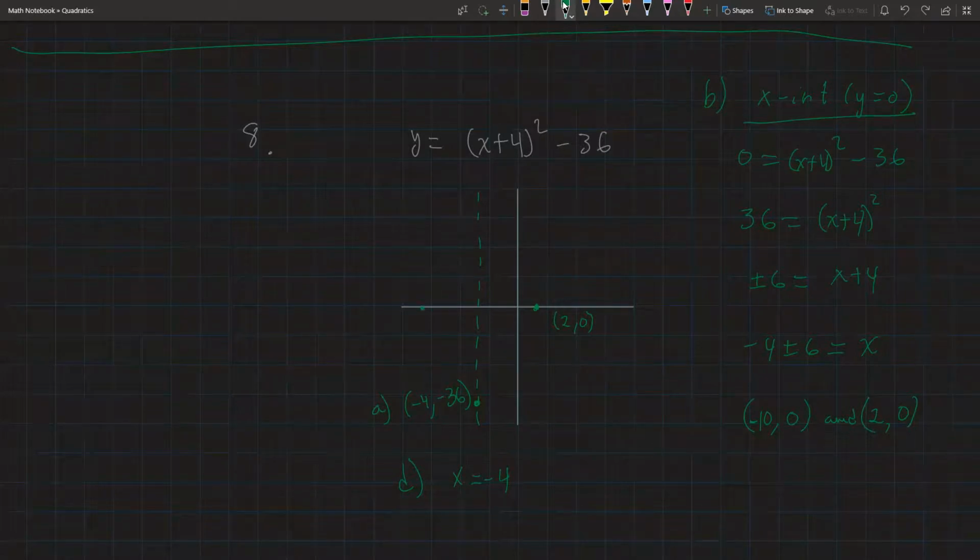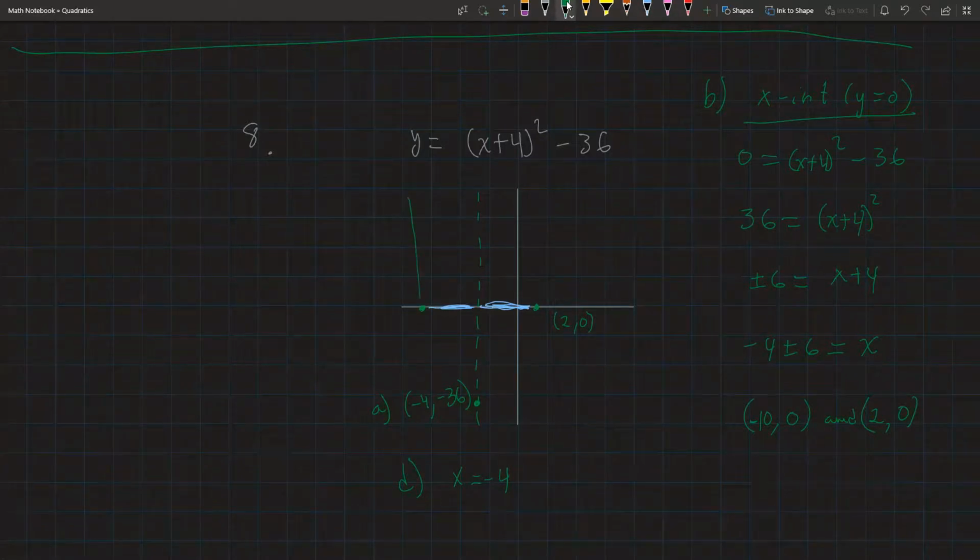I think it's somewhere right there. All right. So what I'm aiming for, so you can visualize it, is that this distance right here is the same as this distance right here. That's what I'm trying to visualize when I do that, because remember, these are symmetric graphs.